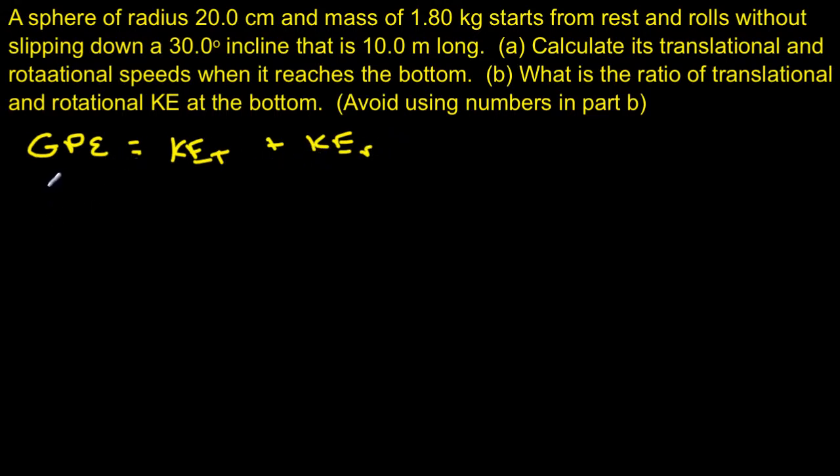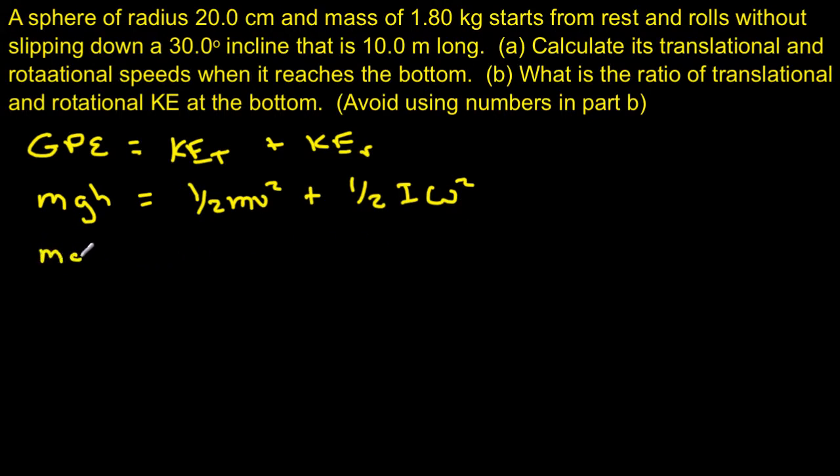So we'll substitute some letters in here, equations. mgh equals 1/2 mv squared. Both of those come from a previous chapter. And then our kinetic energy rotational will be plus 1/2 I omega squared. So we can substitute in for I and for omega as well.